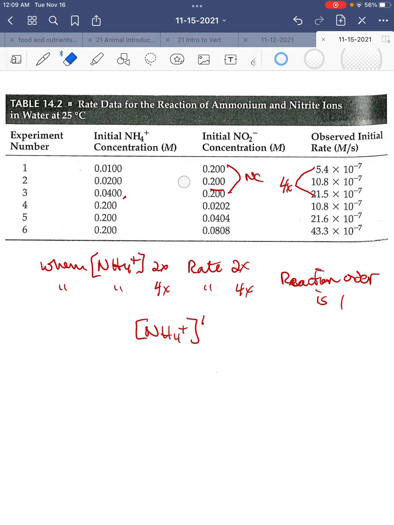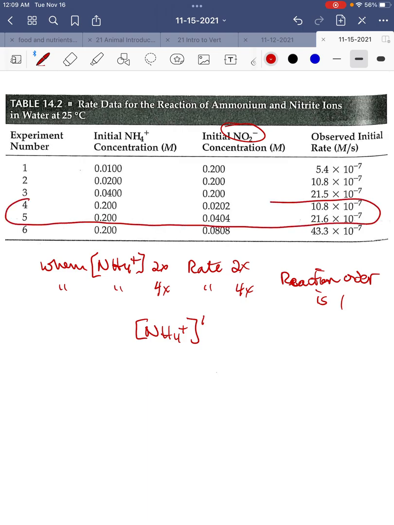All right, let's take a look at how the NO2 concentration changes. If I do 4 and 5, again, no change here. The NO2 concentration is doubling. The rate is doubling.